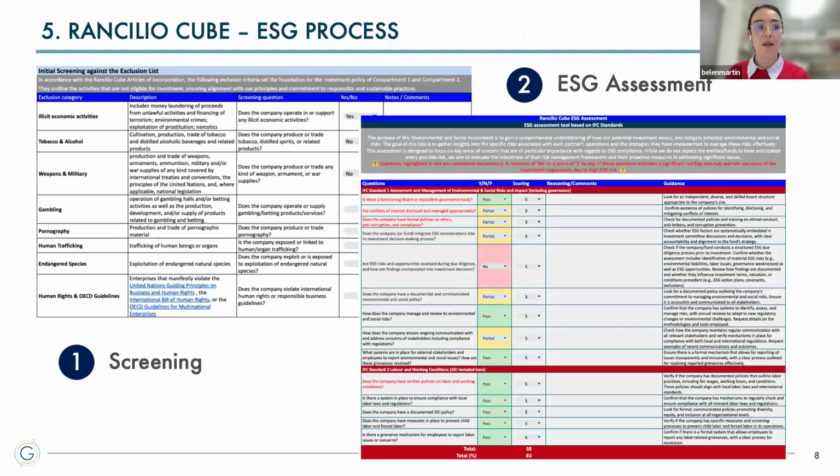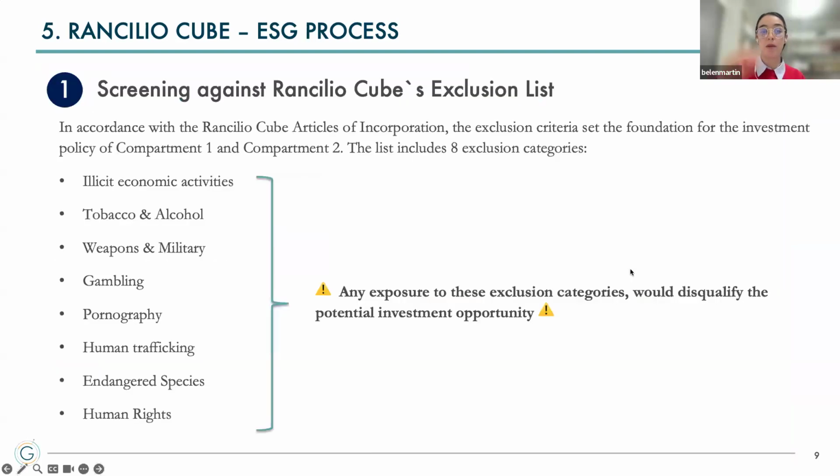So I think now, as the focus of today's session, and also what Lorenzo was introducing, is to be very practical, and also understand a bit the work we've been doing in parallel with Massimo and the rest of the team on the ESG process for Rancilio. It's basically split into two main phases, or steps. One is a screening, and the other one is an ESG assessment. So we're going to be seeing now in practice.